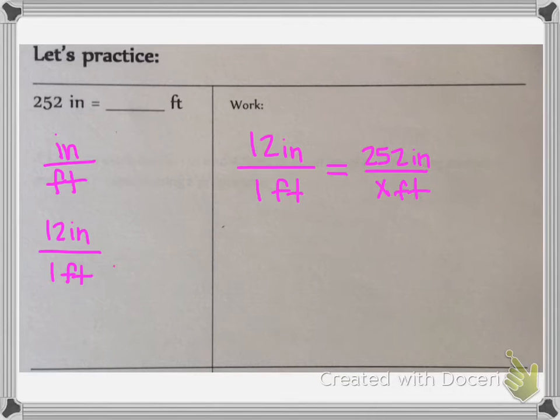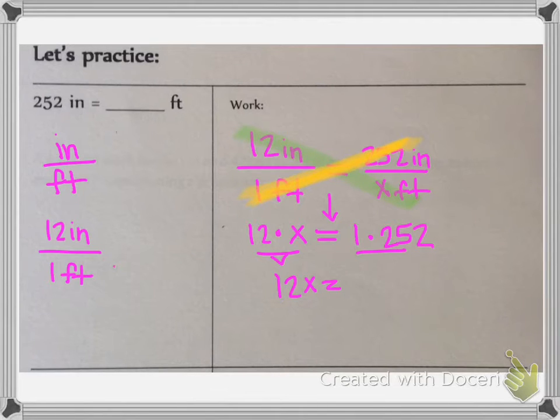Okay, so first thing we're going to do is cross multiply. Remember, it's important that when we are cross multiplying, we highlight what we are using. That way I can say, I need to multiply my green numbers times each other. I need to multiply my yellow numbers times each other. So I have 12 times X, bring down your equal sign, 1 times 252. 12 times X is 12X equals 1 times 252 is 252.